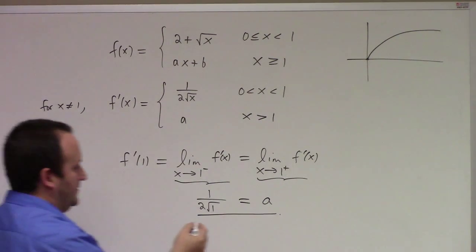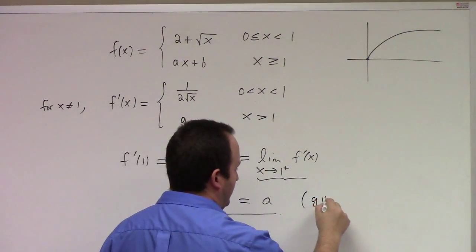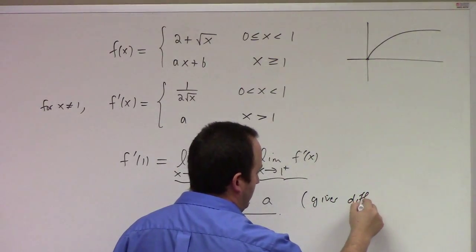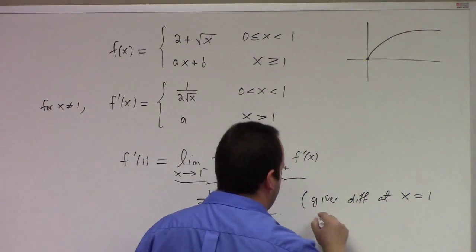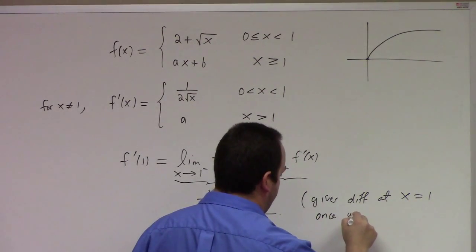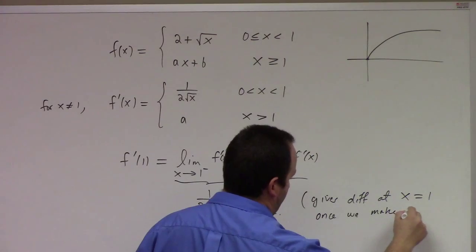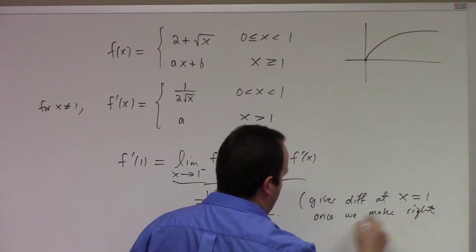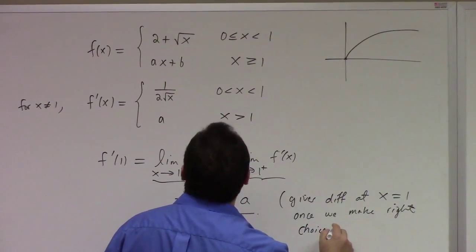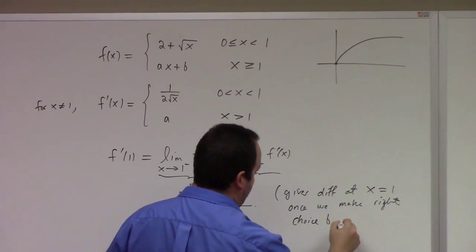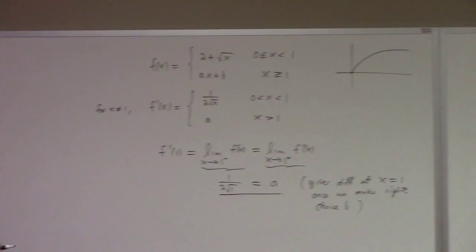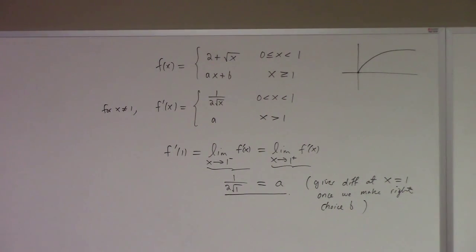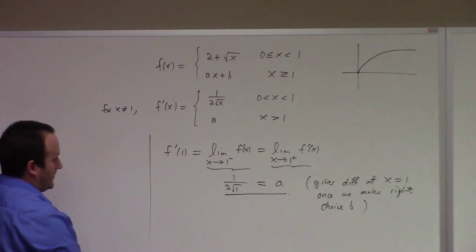So this gives differentiable at x equals 1 once we make the right choice of b, to complete the thought. How do we choose b? Well, we also need continuity of the function at the pasting point. So it has to equal from the same side, so a would equal b, right?